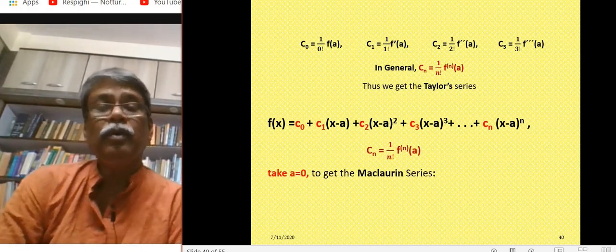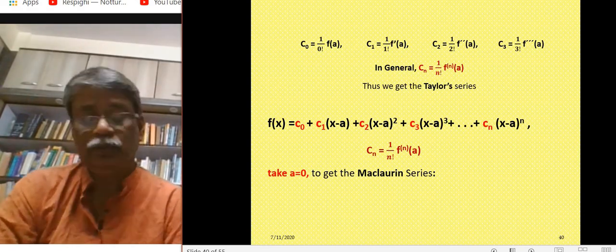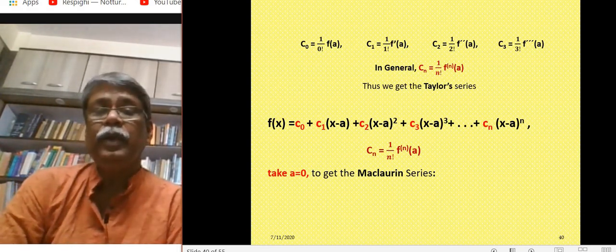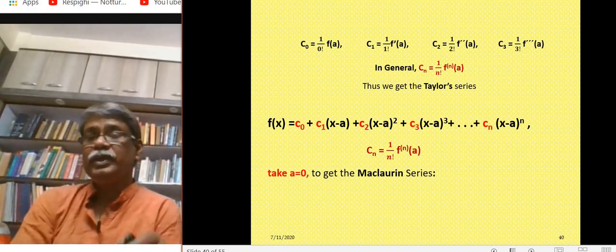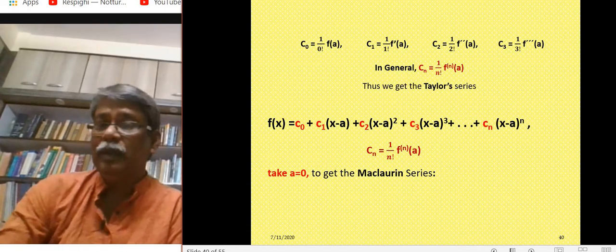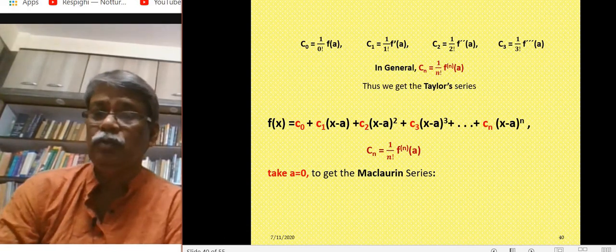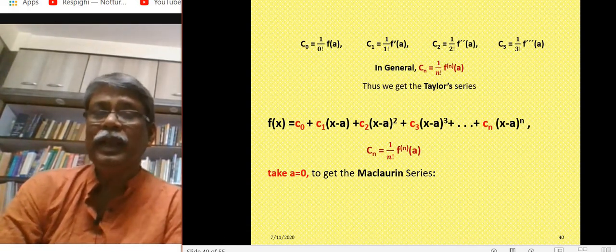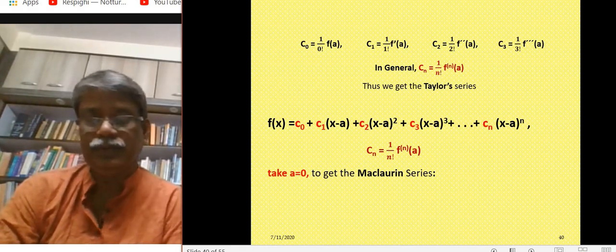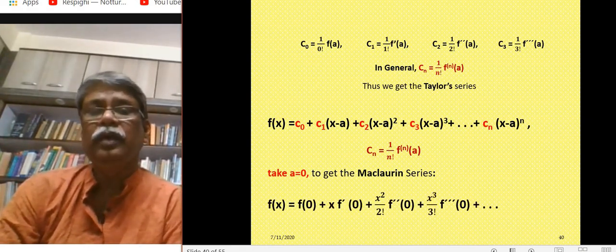Fine. Now Maclaurin is nothing so new. You just put a equals 0. So I was expanding the function around x equals a, right? So a can be any value. So let this a be equal to 0. Then exactly you get the Maclaurin series. So it looks like f(x).